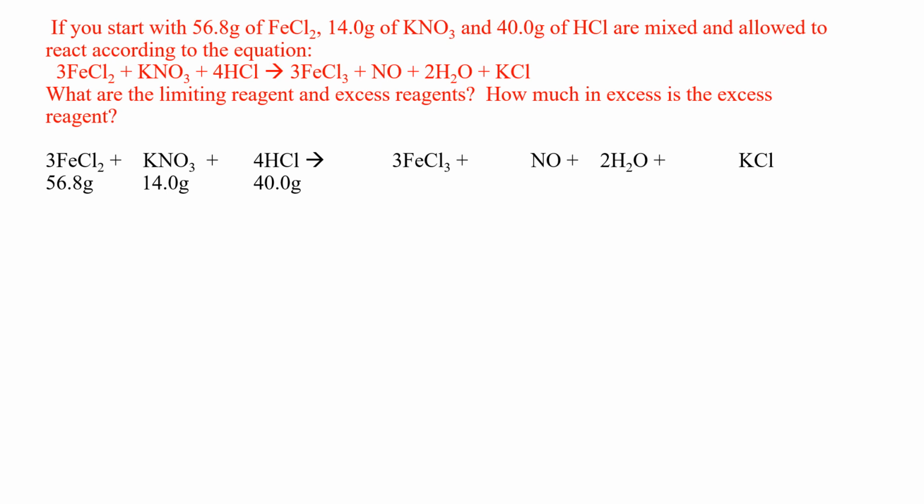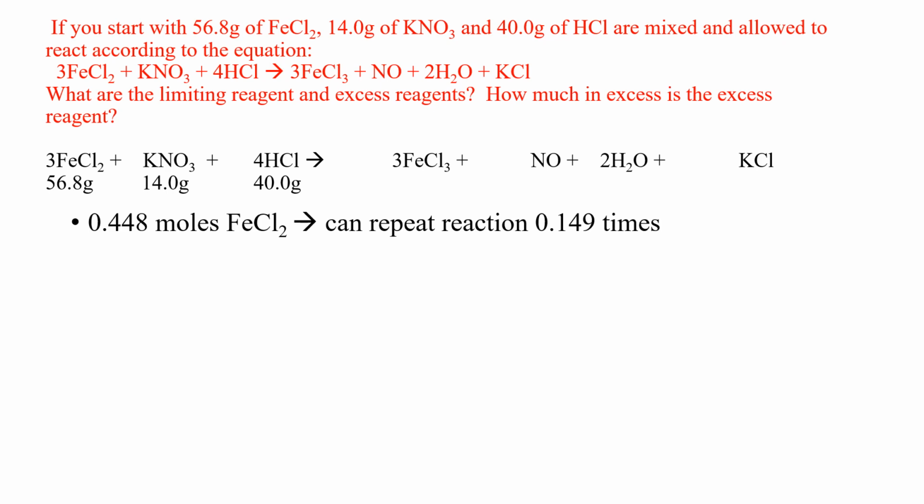And by the way, there's no way I can just directly compare 56.8 grams to 14.0 grams and 40.0 grams. Why? Because these chemicals are different chemicals. They will have different molar masses. So even though 14.0 grams of potassium nitrate seems to be the least amount of reagent given to you in mass, we cannot know for sure until we convert everything into moles and compare the number of moles. So this is actually what we do here.